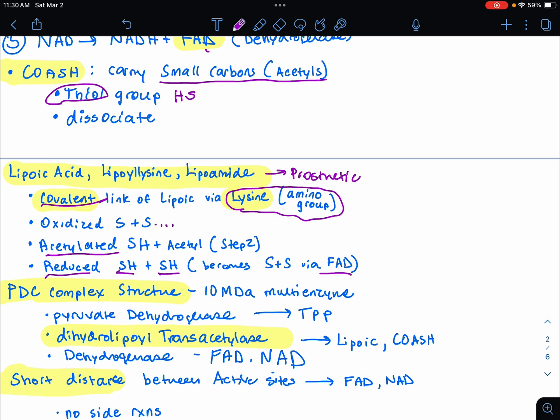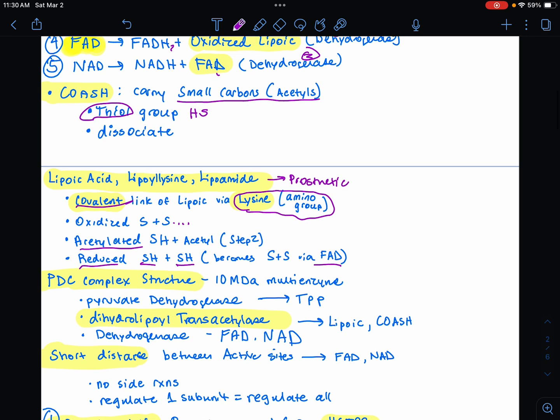All right, let's talk about the PDC structure. The structure of the complex itself is 10 megadaltons. It's very large. It's a multi-enzyme complex. There are 3 enzymes in it that are together. You have the pyruvate dehydrogenase as enzyme 1, and then you have your dihydrolipoyl transacetylase. It's a transacetylase. And then you have enzyme 3, which is another dehydrogenase.